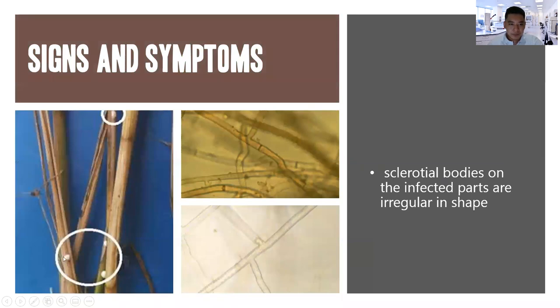So ito naman po yung mga sclerotial bodies. So sclerotial bodies is part of the structure of this rice sheath blight. So ito naman po yung ma-observe nyo when we look at it on a microscope po. So irregular in shape po siya.